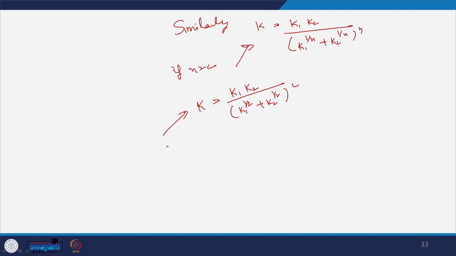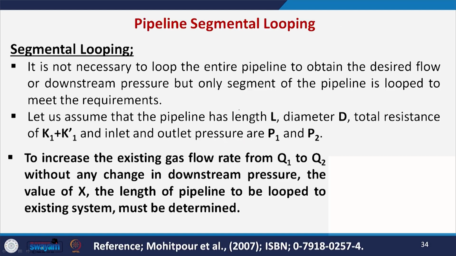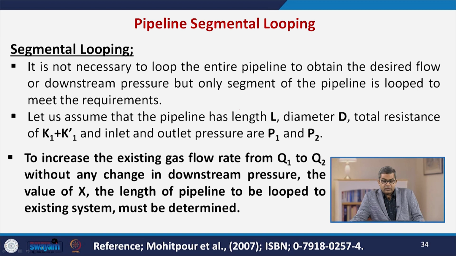Now, if two pipelines have equal diameter, then K is equal to 1 upon 4 K1. Now, let's talk about pipeline segmental looping. In segmental looping, it is not necessary to loop the entire pipeline to obtain the desired flow or downstream pressure, but only a segment of the pipeline is looped to meet the requirement.